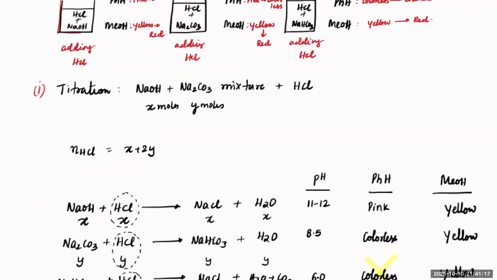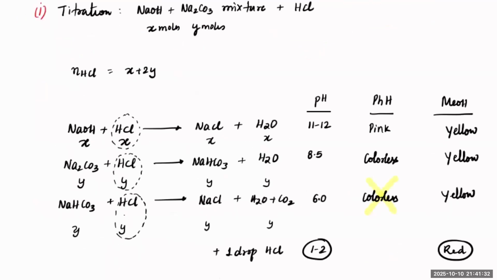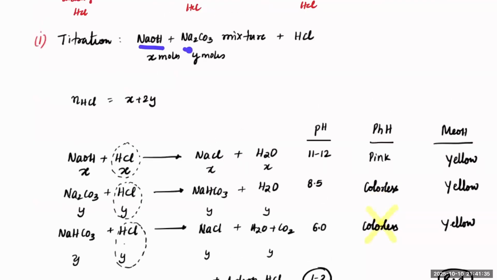Now, coming to this point, whenever we do titration of NaOH and Na2CO3 mixture with HCl, let's say, okay, then what are the chemical reactions that will happen? See, NaOH and Na2CO3, both of them are sufficiently strong, but NaOH is much stronger. So between these two, HCl will first mainly interact with NaOH. So imagine this is the first reaction that is happening. X moles of NaOH will require X moles of HCl to convert into salt and water, correct?